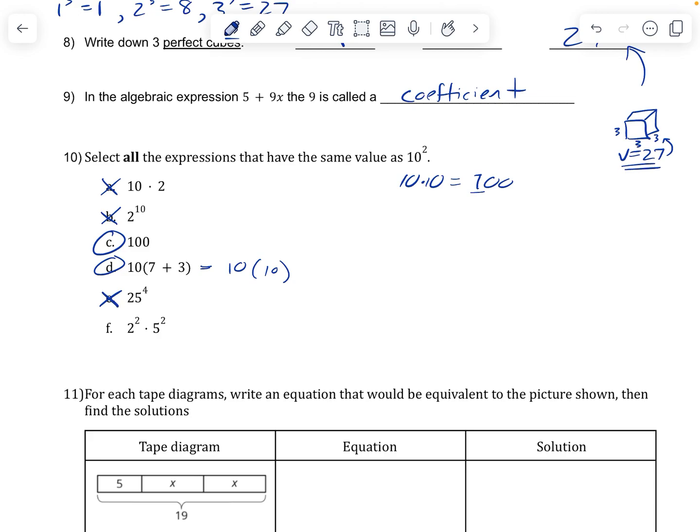The last one, 2 squared times 5 squared. Well, 2 squared, let's just break this down. That's 2 times 2. 5 squared is 5 times 5. 2 times 2 is 4. 5 times 5 is 25. 4 times 25 does equal 100. So F would also work.